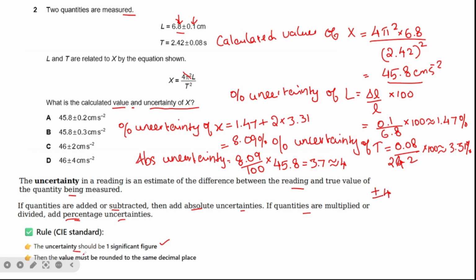The uncertainty should be one significant figure and the value must be rounded to the same decimal place. The uncertainty here has no decimal places, so you have to change 45.8 to the same decimal place, so the value is going to be 46. That's why you are not taking options A and B, but instead D: 46 plus or minus 4 will be the value.